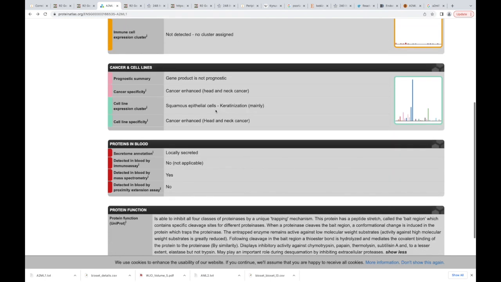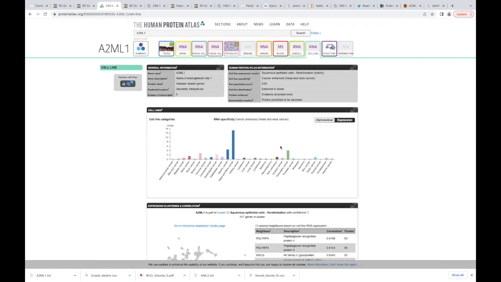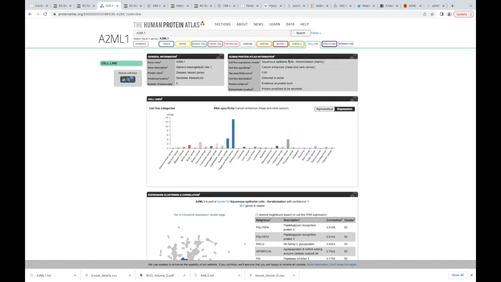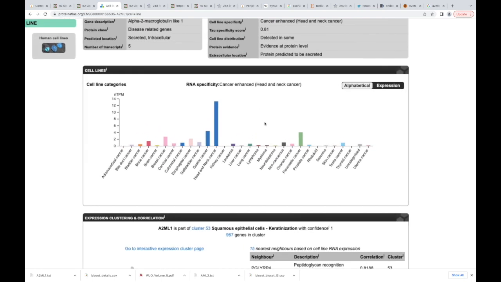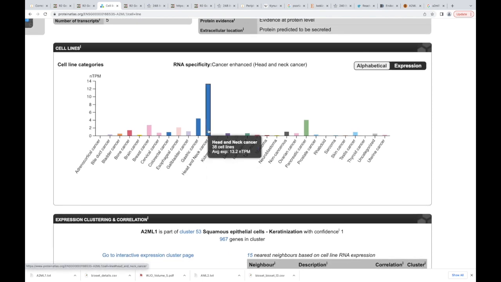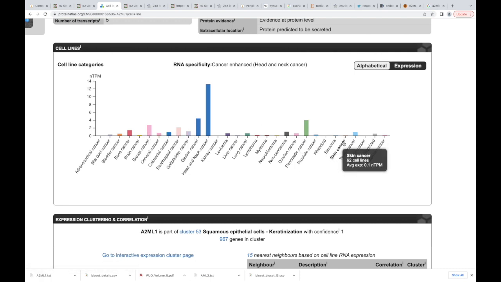Go to cancer cell lines. We can take a look at some of the cancer cells. We can click on that. So again, these are cell lines it's being transcribed in. A lot of head and neck cancer for sure. We do see it in breast cancer. I doubt this would play a role in skin cancer, because then you can look at these other different types.